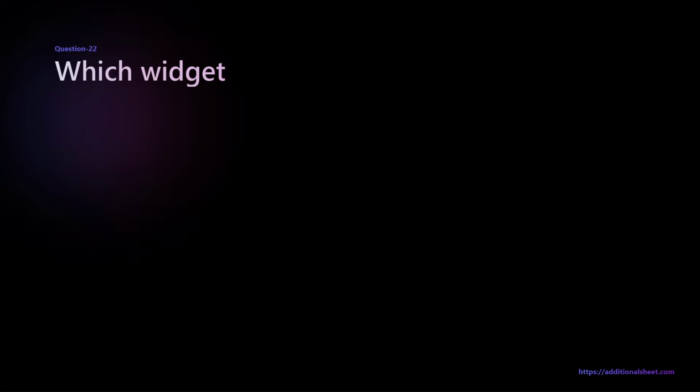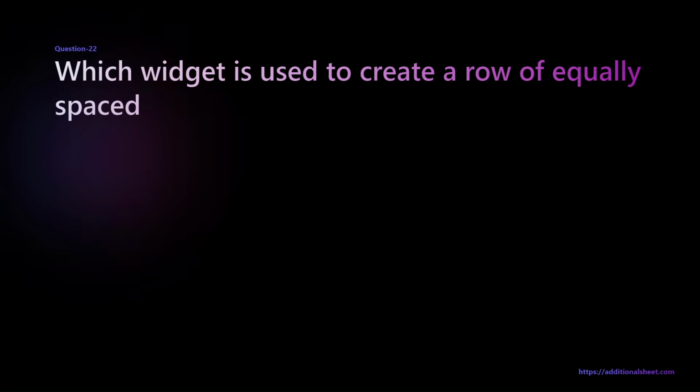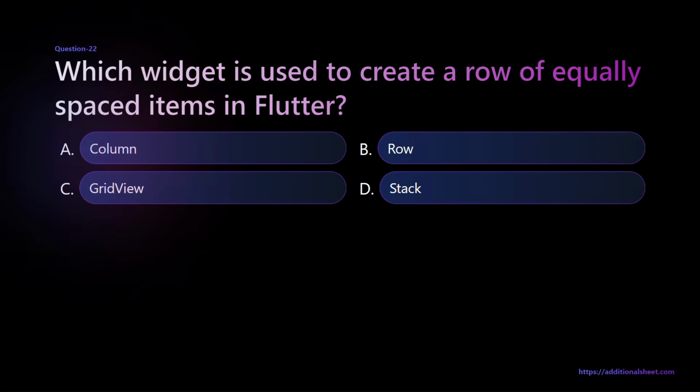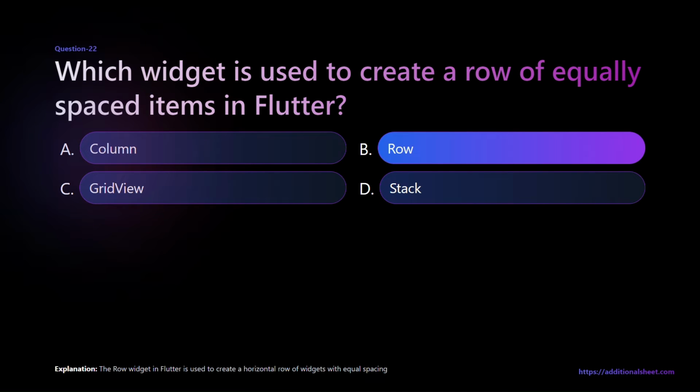Which widget is used to create a row of equally spaced items in Flutter? Option A, column. Option B, row. Option C, GridView. Option D, stack. The correct answer is option B, row.